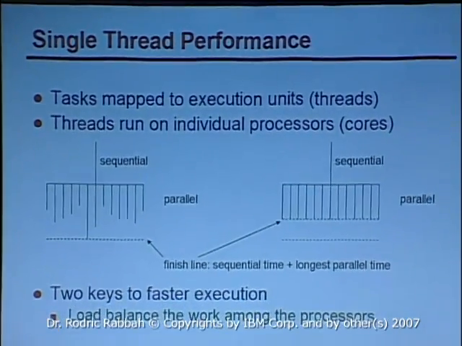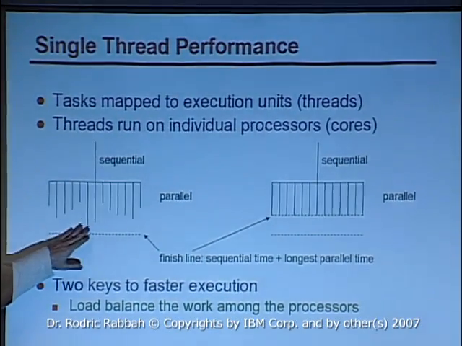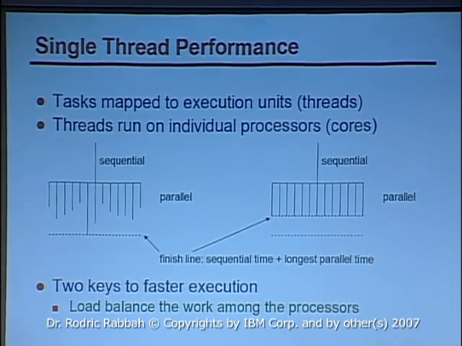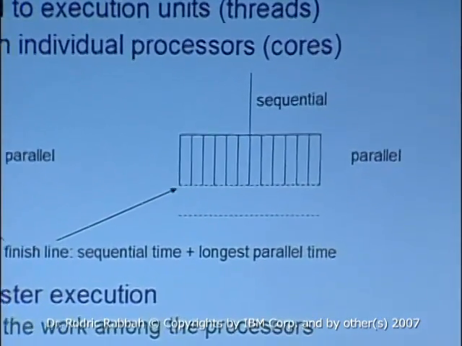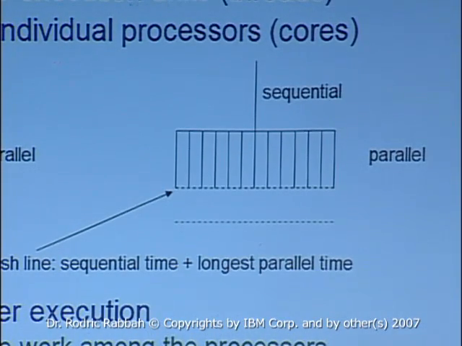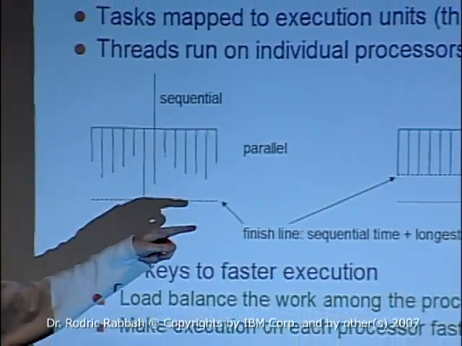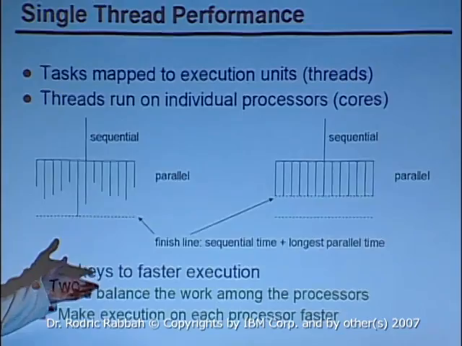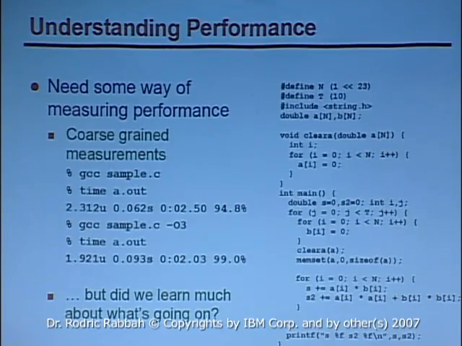So I can improve this by doing better load balancing, right? If I distribute the work such that everybody's doing an equivalent amount of work, then I can shift that finish line earlier in time. And that can work reasonably well. We talked about load balancing before. But you can also make execution on each processor faster. If each one of these threads finishes faster, or I've done the load balancing and now I can squeeze out more performance by shrinking each one of those lines, then I can get performance improvements there as well. So that's improving single thread performance.